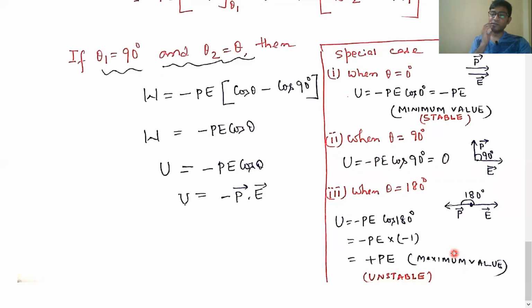But the case is that whenever some substance remains in minimum potential energy, in that condition it remains in a stable situation. That condition is known as stable equilibrium. And when the potential energy is maximum, that equilibrium is known as unstable equilibrium. So here when theta is equal to 180 degree, it will be unstable equilibrium.